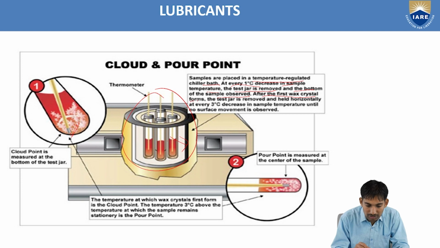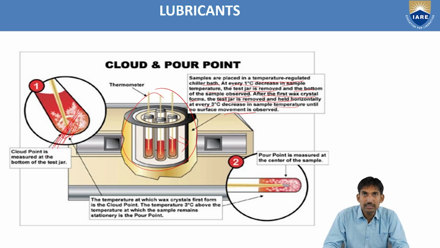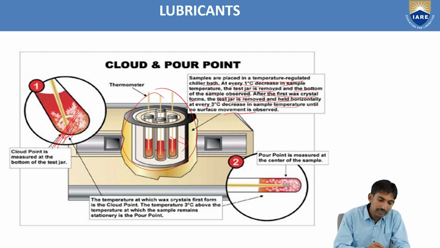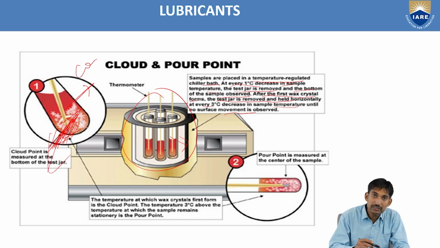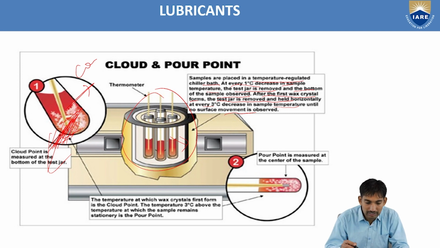After some cooling, the wax present in the oil starts to solidify and the first wax crystals form, so some cloudiness will be observed. The jar is then removed and held horizontally for every 3 degrees centigrade fall in the sample temperature until no surface movement is observed. When the oil looks cloudy or hazy due to crystallization, that temperature is called the cloud point. If the temperature keeps decreasing continuously, then what happens?